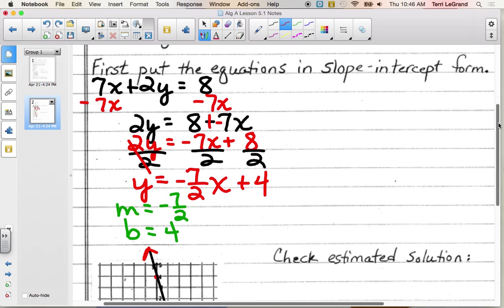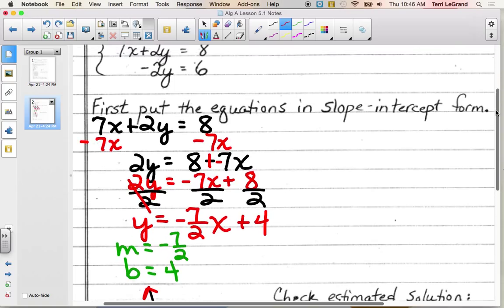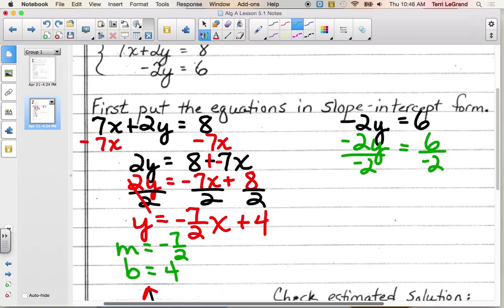Okay, let's go back now and take our other equation in our system, which is negative 2y equals 6, and work with it over here. This is not going to take quite as much work, is it? What are we going to do? Just divide both sides by negative 2. So negative 2y gets divided by negative 2, and the 6 gets divided by negative 2. So what's our equation? Y equals negative 3. 6 divided by negative 2 is negative 3.